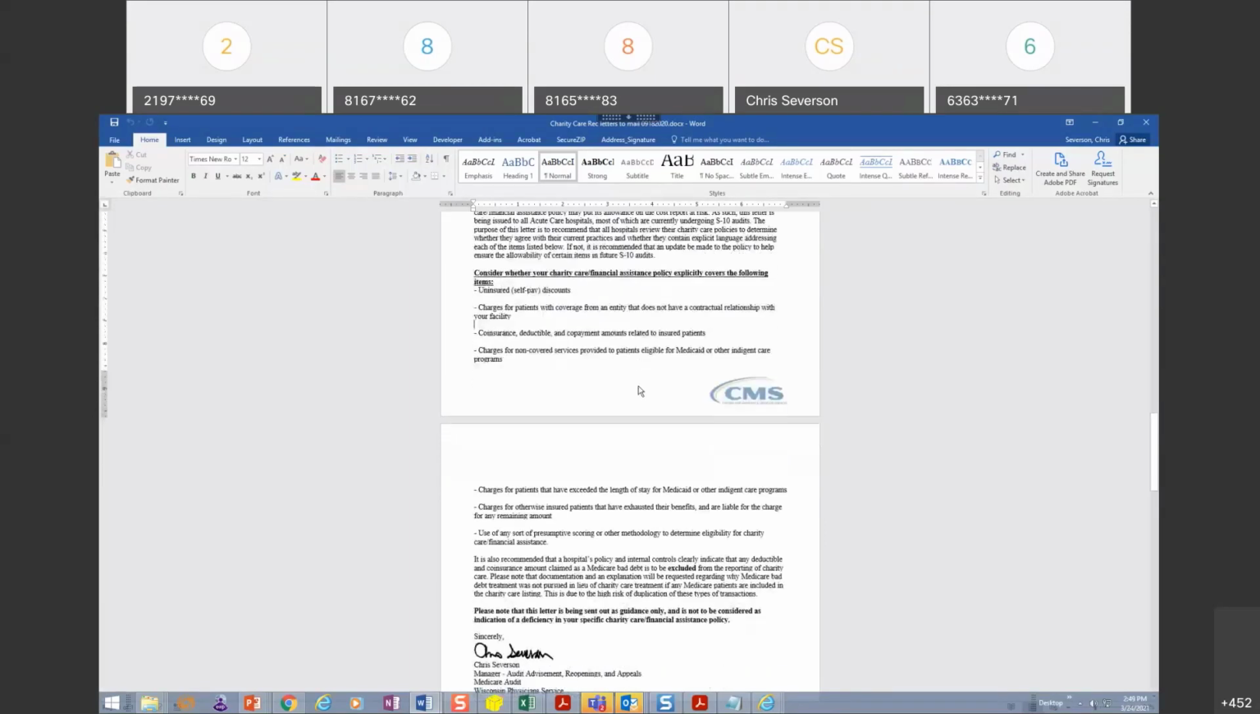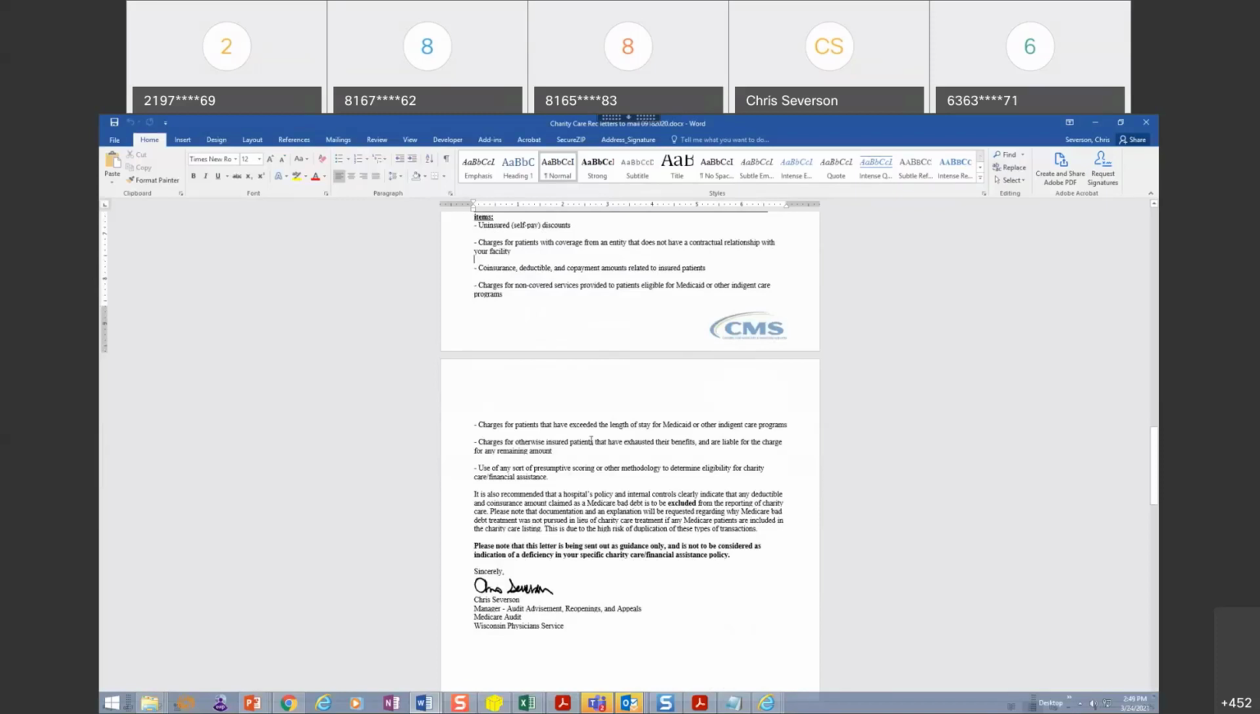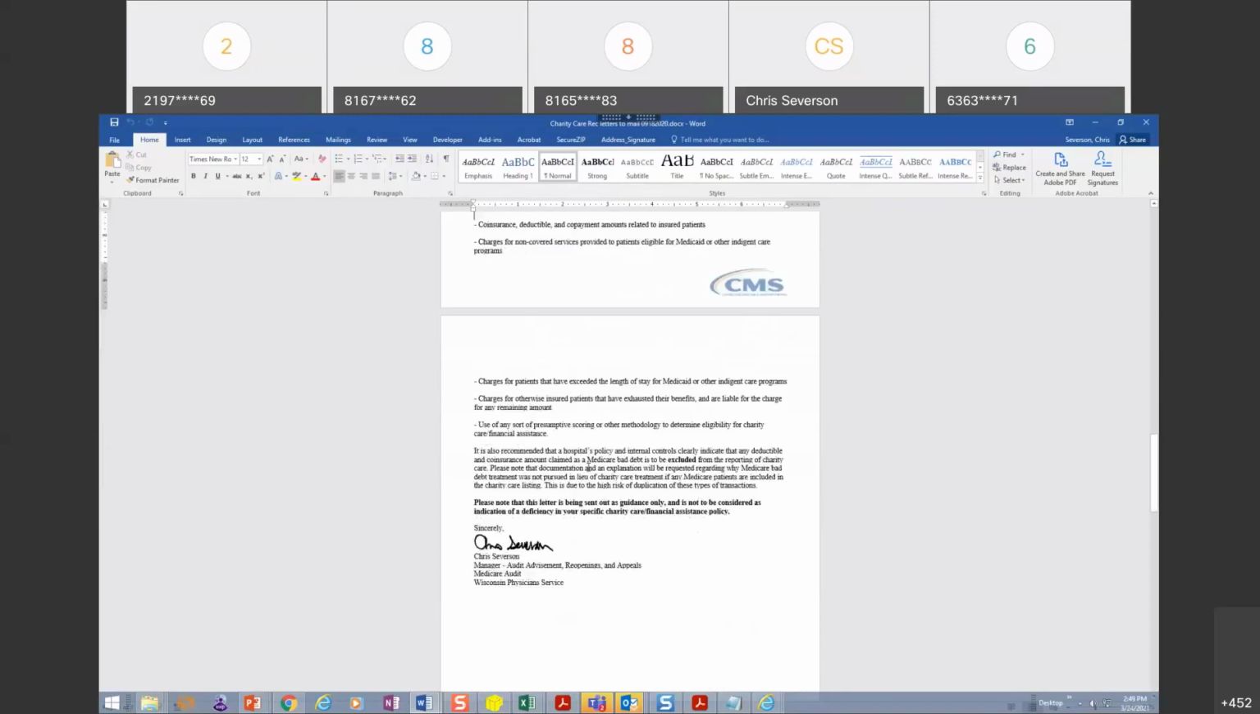So the things to consider here are whether you allow uninsured or self-pay discounts, charges for patients with coverage from an entity that does not have a contractual relationship, co-insurance, deductible and co-payment related to insured patients, and charges for non-covered services for Medicaid. And you can see the listing. Every provider should have received one of these. It was not part of the initial information request. It was just because we were noticing quite a few situations where things were not in the policies, so we wanted to make sure that everybody was aware of this.